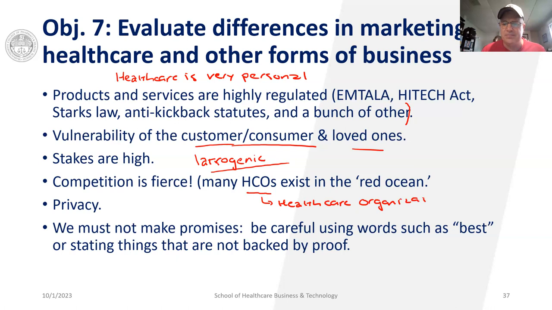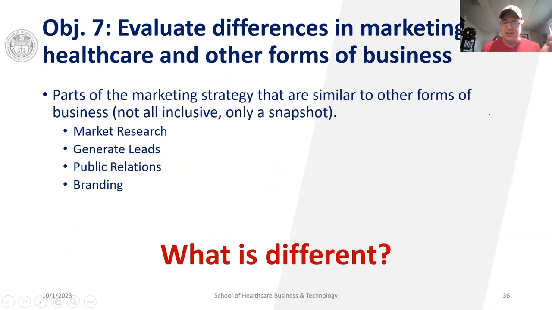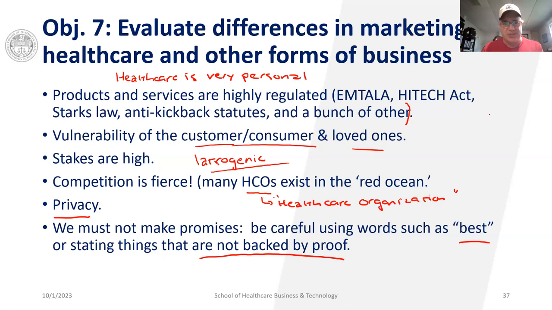And also, we have major privacy concerns. We can't just sell patient information. Thank goodness we can't, right? And we must not make promises. We have to be careful using words such as best or stating things that are not backed by proof, because the moment we do and the outcome doesn't match it, we open ourselves up to liability. So you can see a lot is the same as illustrated by this slide. But there's a lot more that's different. These are just a few examples.